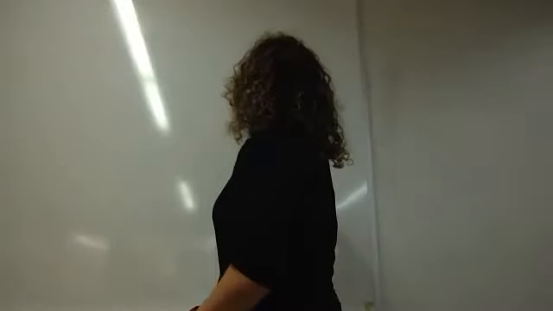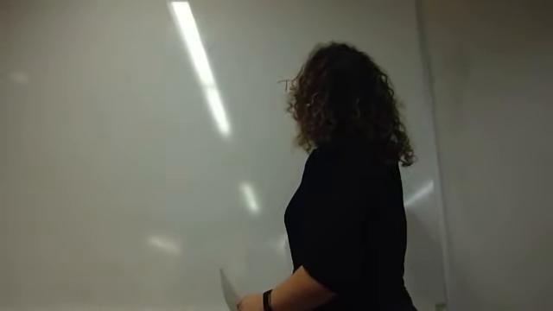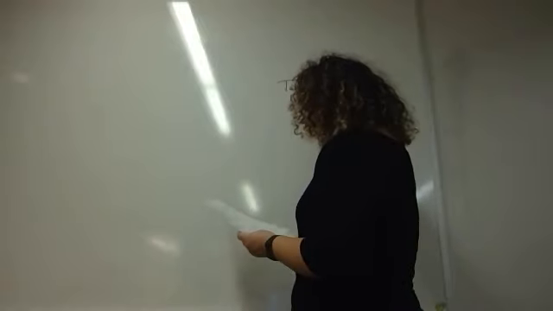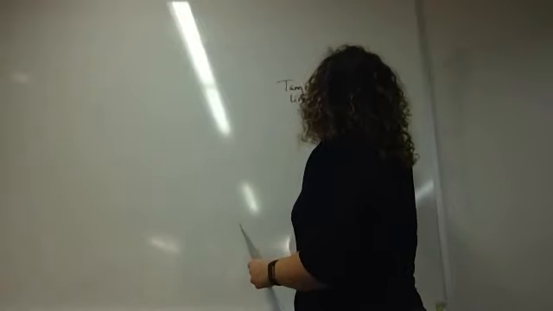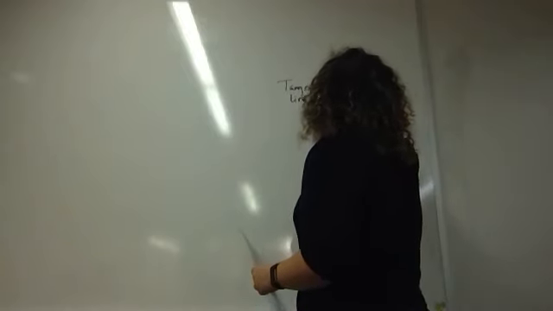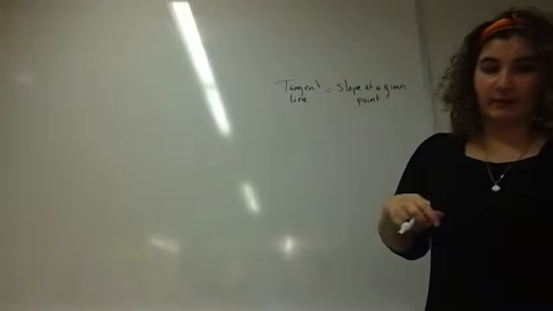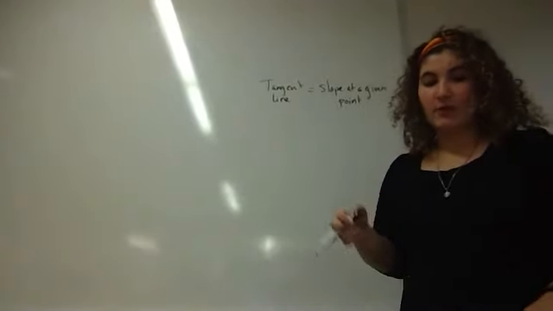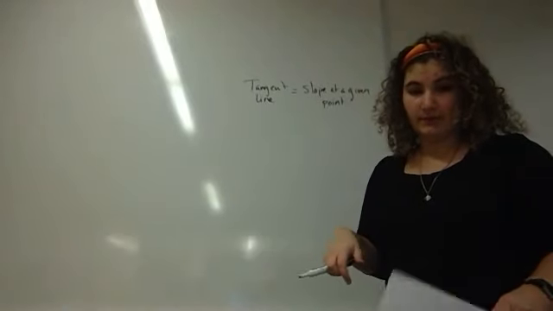Another thing that's very important at this point is when you're looking at a tangent line. With a tangent line, we have to remember that the derivative is equal to the slope at a given point. And knowing this, we know that it has to do with the derivative.